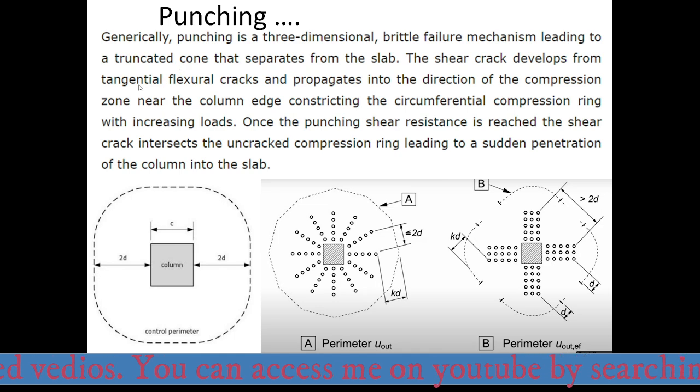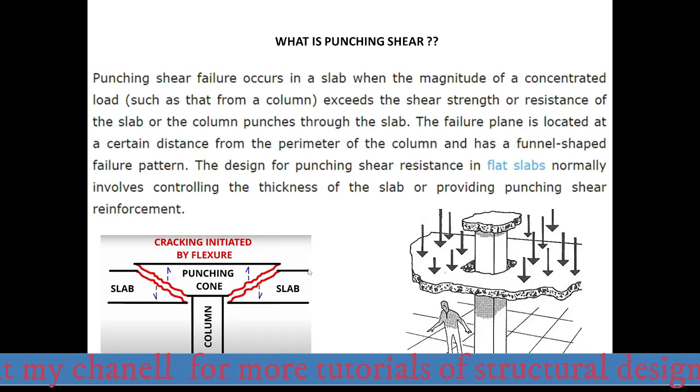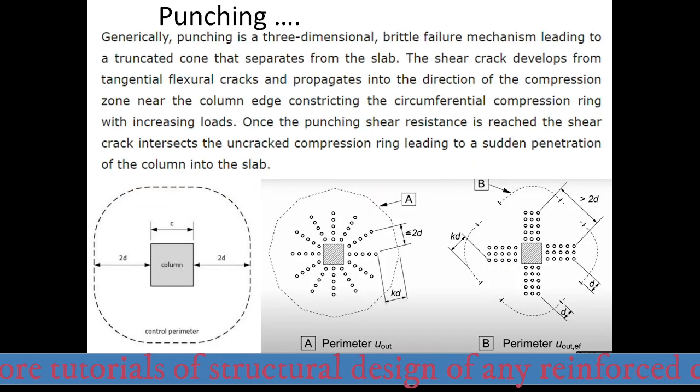The shear crack develops from the tangential flexural crack and propagates in the direction of the compression zone near the column edge, constructing a circumferential compression ring with increasing loads. Once the punching shear resistance is reached, the shear crack intersects the uncracked compression ring, leading to a sudden penetration of the column into the slab, meaning here, this is the punching basic parameter.